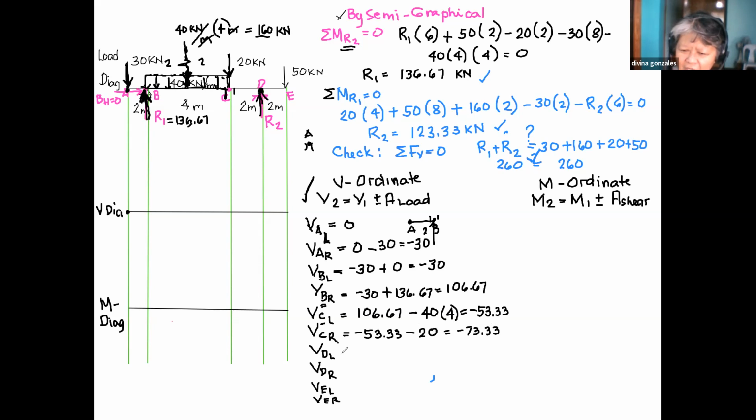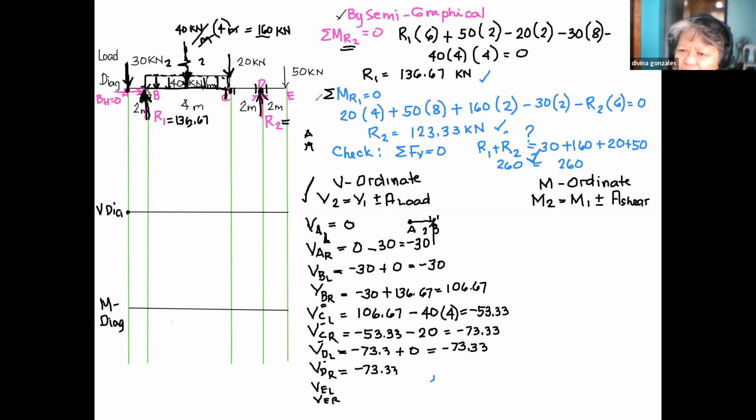So when I go to shear at D left, it's equal doon sa nauna na negative 73.33, galing sa C papuntang D. That is 2 meters, mahaba yan. Kaya lang, wala namang load on top of it. So even if I add or subtract 0, I still will be at negative 73.33. Okay, now when I go to D right, kaya lang, from D left to D right, that is the time that I have to consider the reaction.